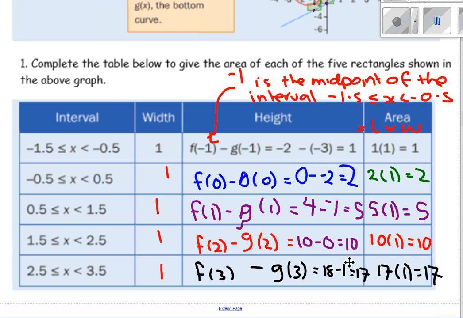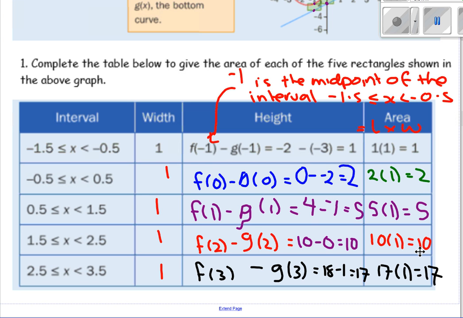This one says f of 3 minus g of 3 equals 18 minus 1, because that's the height minus the bottom height, is 17. 17 times 1 is 17. So we individually calculated each separate little area.